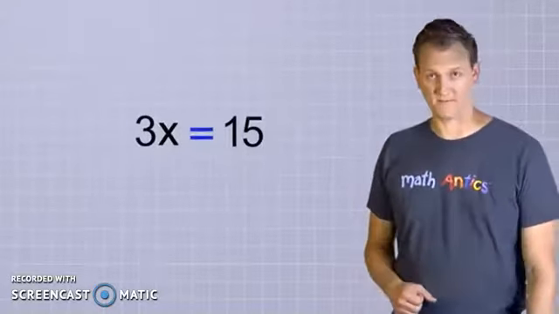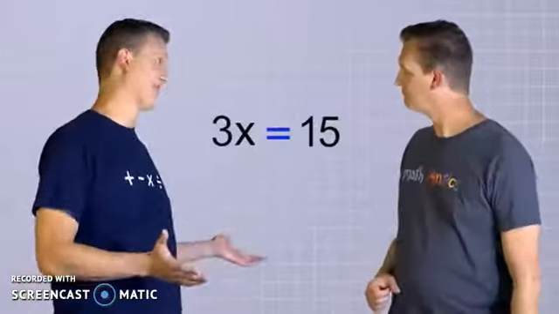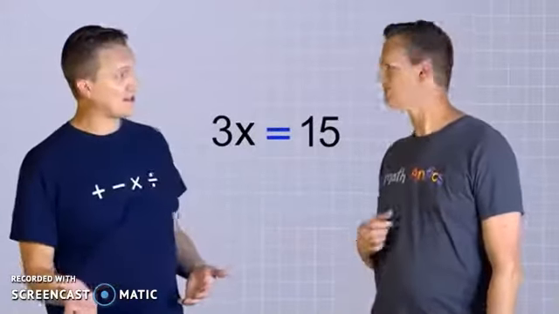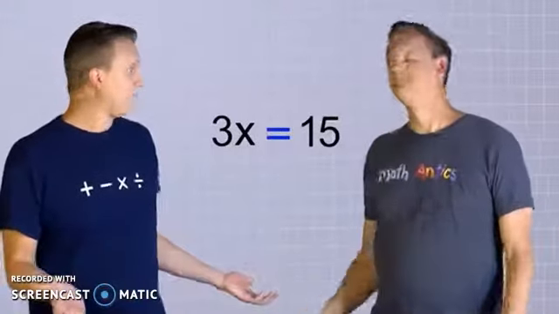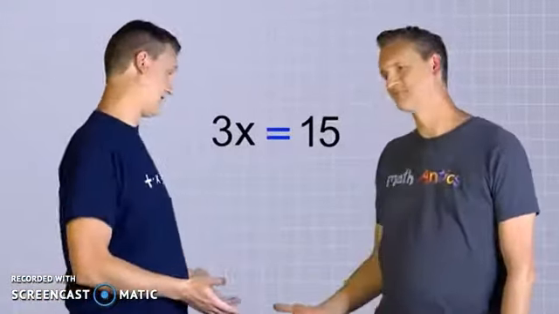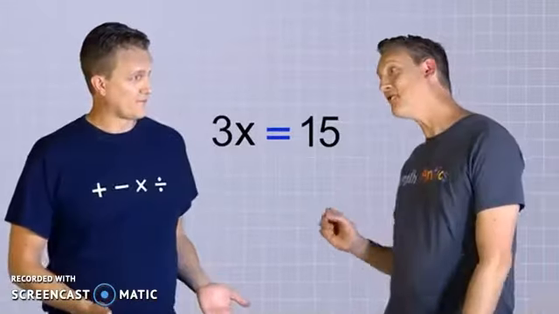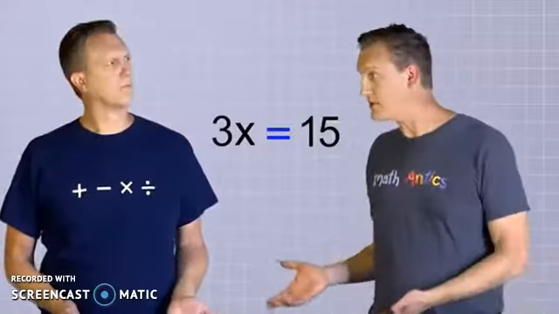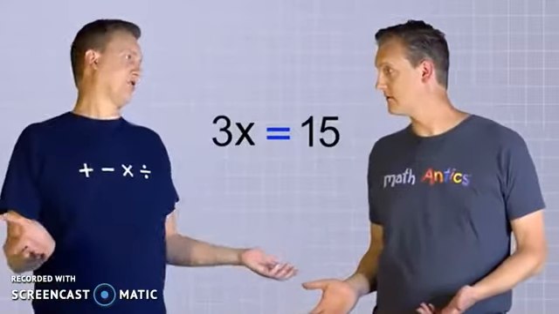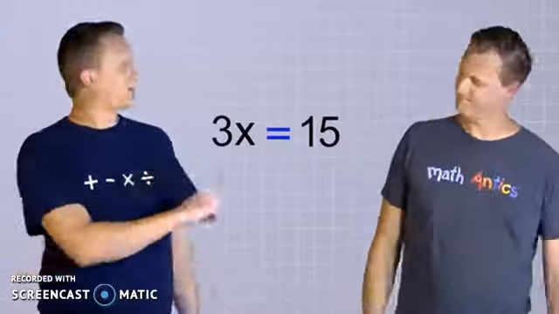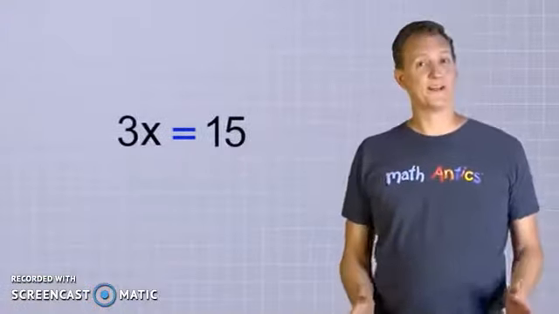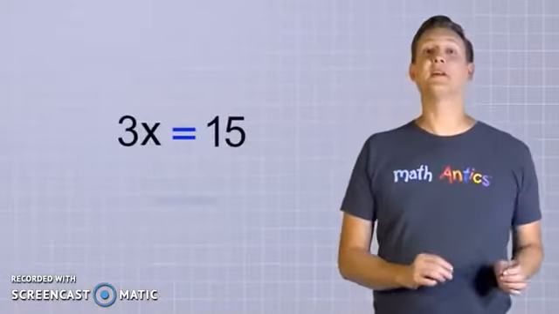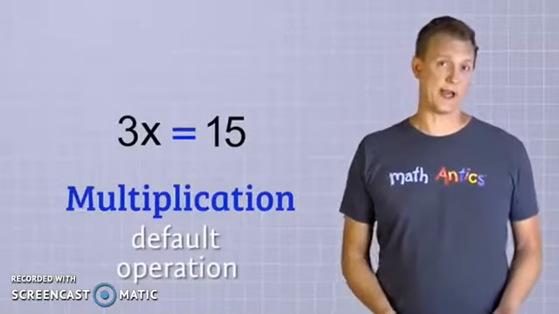3x equals 15. Excuse me, I think you forgot something. I mean, didn't you say that these equations were going to have multiplication or division in them? But I don't see any arithmetic operator at all in this equation. Actually, I think you forgot something that we learned in the video, What is Algebra? You did watch that, right? Oh, sure, of course. But I just remembered I have something I gotta do. I'll be right back. Well, I'm sure you remember that multiplication is the default operation in algebra.